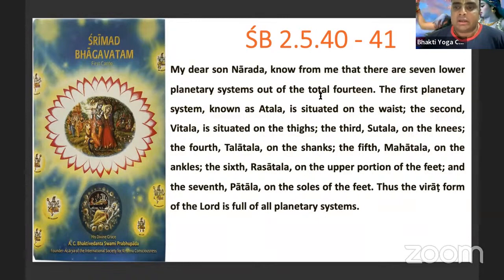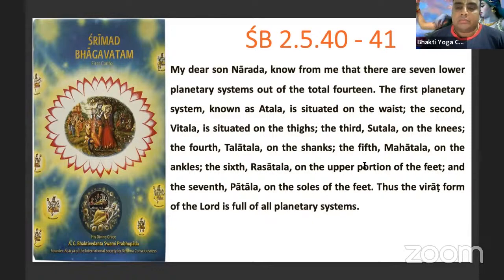the total 14. The first planetary system, known as Atala, is situated on the waist. The second, Vitala, is situated on the thighs. The third, Sutala, on the knees. The fourth, Talatala, on the shanks. The fifth, Mahatala, on the ankles. The sixth, Rasatala, on the upper portion of the feet. And the seventh, Patala, on the soles of the feet. Thus, the Virat form of the Lord is full of all planetary systems.